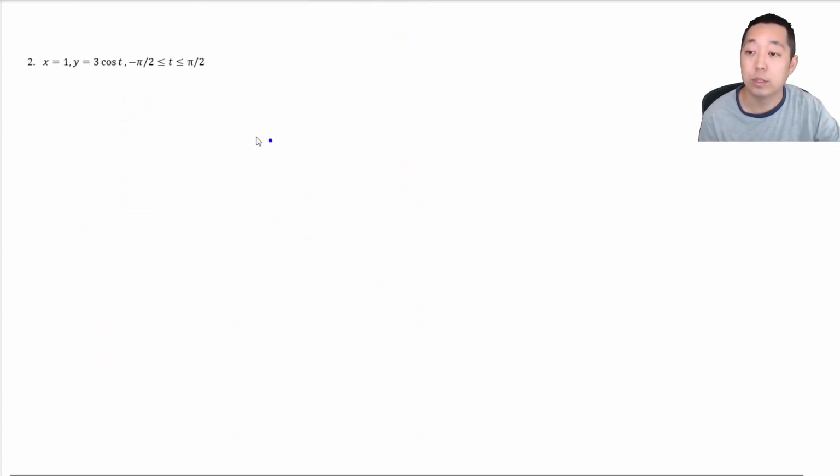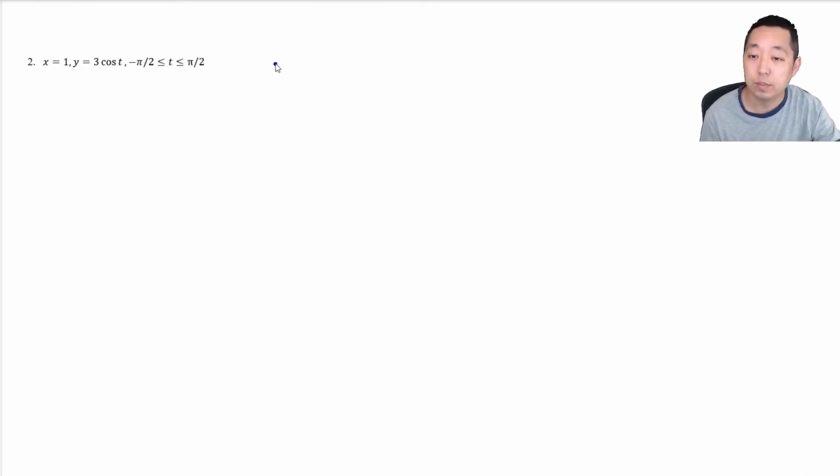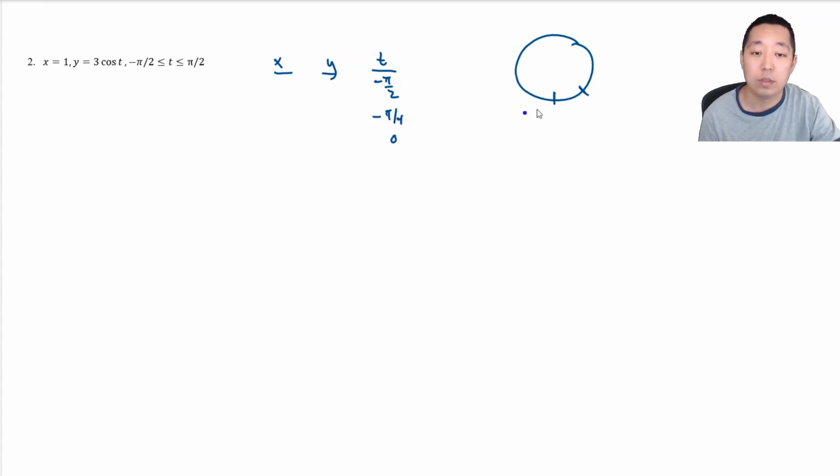Okay, so let's look at number 2. Same thing, I have -pi/2 to pi/2. So I'm going to make a table of x, y, and t. And let's go from increasing t. Let's start at -pi/2. So I could do -pi/4, then 0, then say pi/4, and then pi/2. Like that might be an easy way.